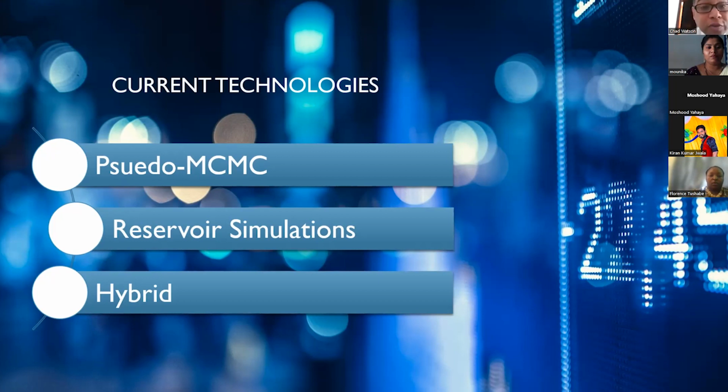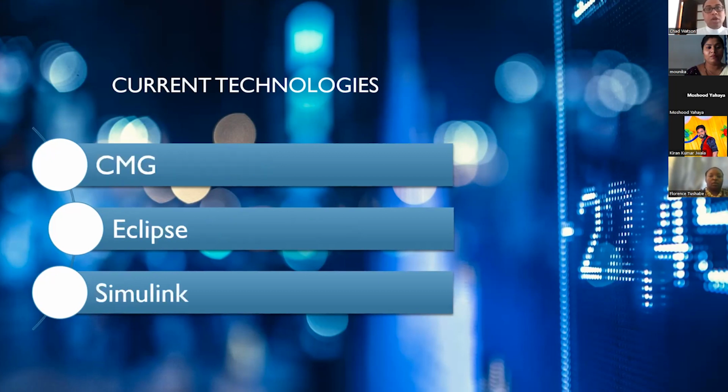You also use reservoir simulations. For this you use packages like Eclipse or CMG, which are notoriously quite expensive. Or you use hybrids, where you try to cut down the computational costs. So you probably use a hybrid model of MCMC as well as some reservoir calculations, and that's going to be able to calculate the area, so to speak. So we use packages like Simulink, Eclipse, CMG. Those are all packages that are generally quite computationally taxing.